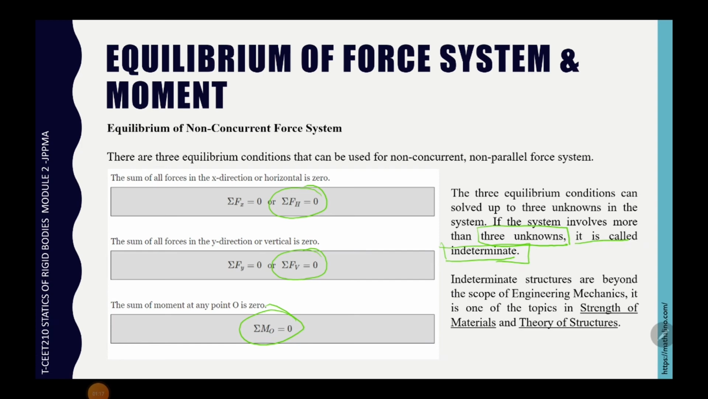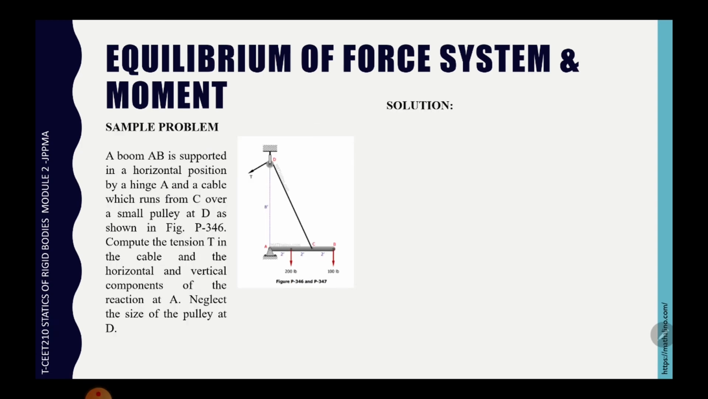Okay, for the last example, yan. Sample problem. A boom AB is supported in a horizontal position by a hinge A and a cable which runs from C over a small pulley at D as shown in figure. Compute the tension T. Yun yung requirement, tension T in the cable and the horizontal and vertical components of the reaction at A. Neglect the size of pulley at D. Ayan. So, we will neglect the size of the pulley doon sa D.